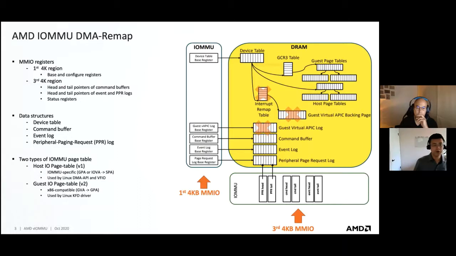The main functionality of the IOMMU is to do the DMA-Remap. So AMD IOMMU supports two types of IO page table. The first one is the host IO page table. This is currently used by Linux DMA-API and VFIO. We call this the V1 page table, and this table does a translation from GPA to SPA. And the second page table is a little bit different. It's called the V2 table, and it supports the x86 CPU page table format. This page table is currently used by the Linux KFD driver.